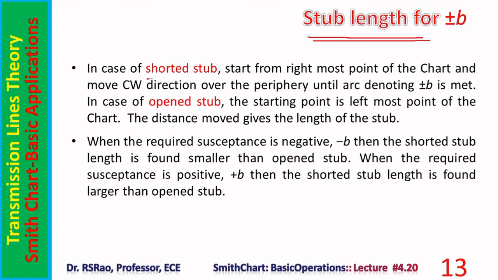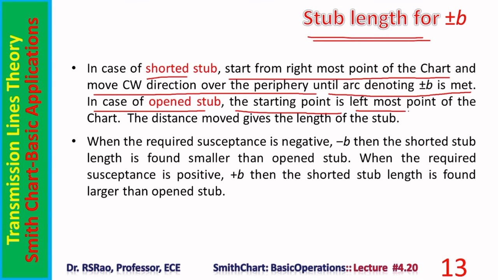In case of a shorted stub, start from the rightmost point of the chart and move in the clockwise direction over the periphery until the arc denoting plus or minus B is met. In case of an open stub, the starting point is the leftmost point of the chart. The distance moved gives the length of the stub.